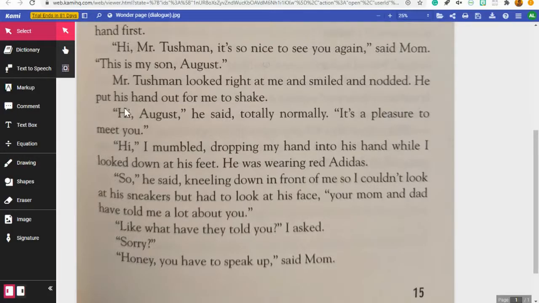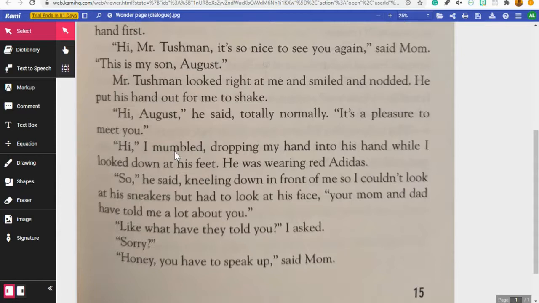Here's another one. Mr. Tushman looked right at me and smiled and nodded. He put out his hand for me to shake. That's just describing the action, right? "Hi, August," comma, he said totally normally. "It's a pleasure to meet you." So this is all Mr. Tushman talking. So when he speaks twice, it stays in the same paragraph. But now it's August talking. "Hi," I mumbled. So it goes to a new paragraph.